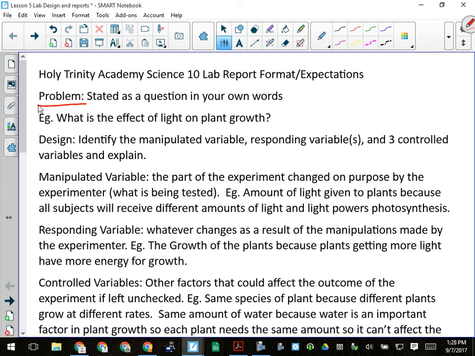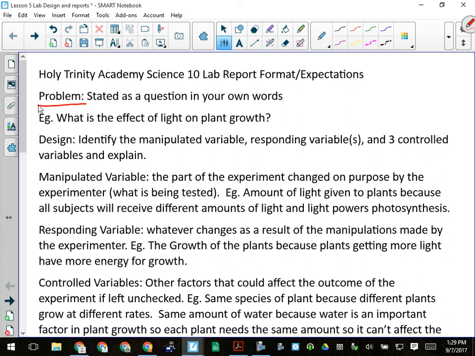Okay, next thing is your responding variable or variables. Is it possible to have more than one responding variable? Yeah, absolutely. If I'm watching the growth of plants, I'm probably not just measuring one thing, right? If the only thing I measured in terms of the growth of plants was how tall they got, that's a pretty narrow view of plant growth overall.